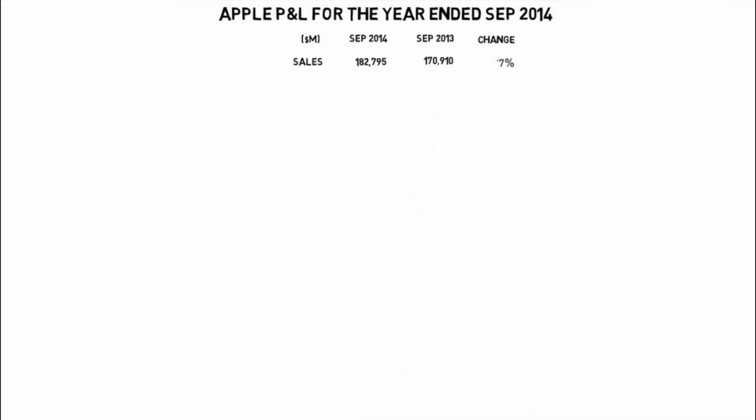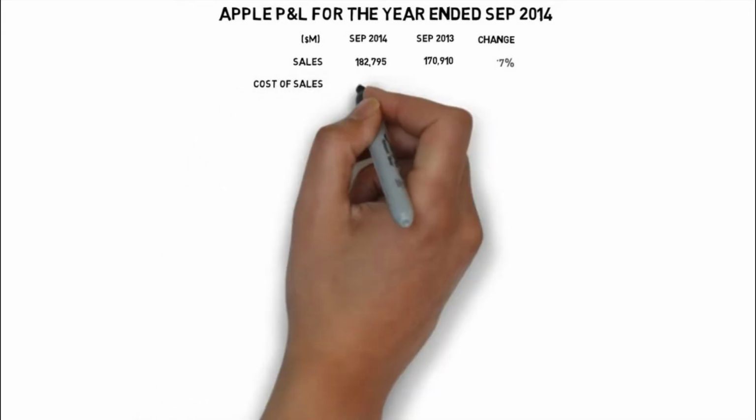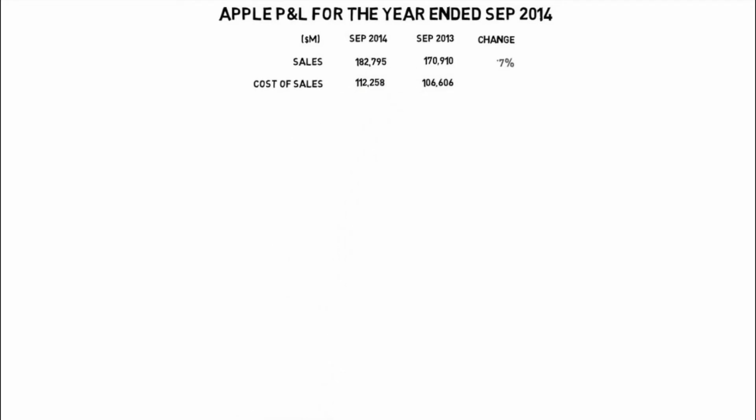The next line is cost of sales. This is also called cost of goods sold, and it represents the direct cost involved in making the product. So, for example, for Apple, this will include the cost of materials and components used in the iPhone and the iPad, in addition to the labour involved in manufacturing those products. Indirect costs, like marketing or research, are not included here.